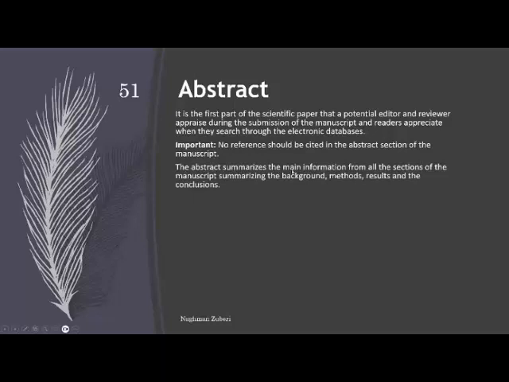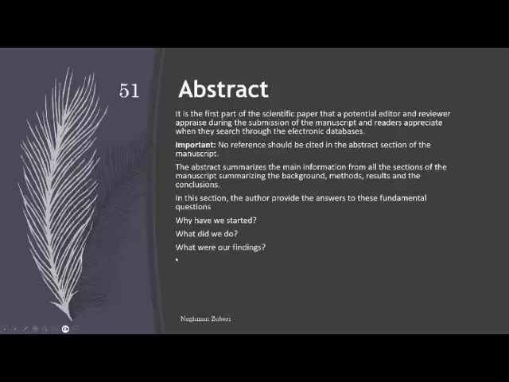The abstract summarizes the main information from all these sections of the manuscript, summarizing the background, methods, results and the conclusions. In this section, the author provides the answers to these fundamental questions: why have we started? What did we do? What were our methodologies? What were our procedures? What were our findings, our results? And what are our inferences on those findings? These form the basis of introduction, methods, results, and conclusions.